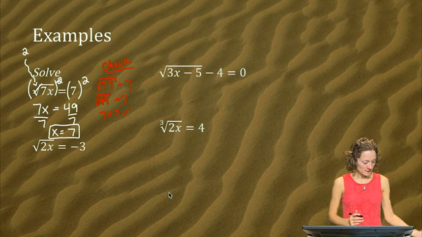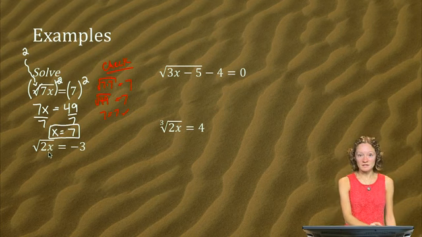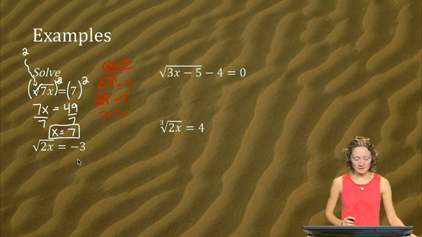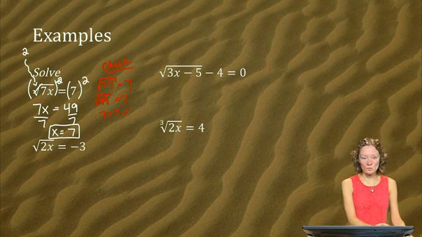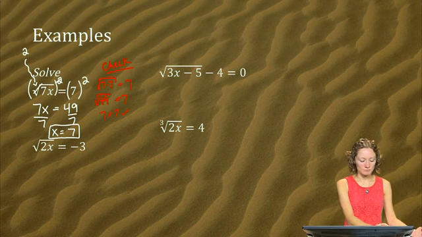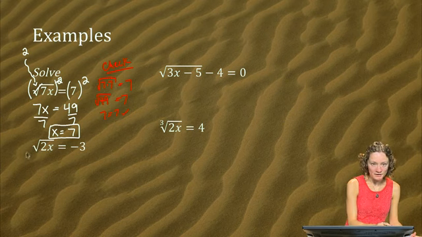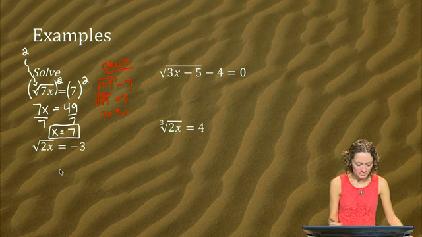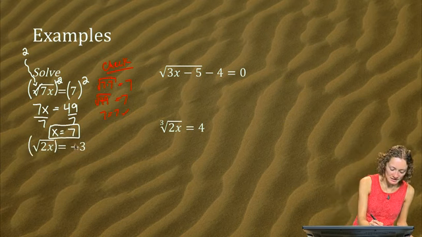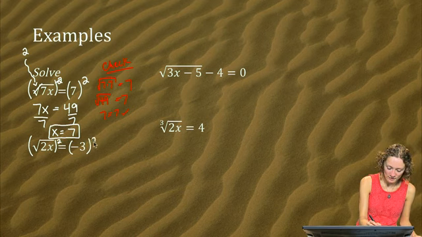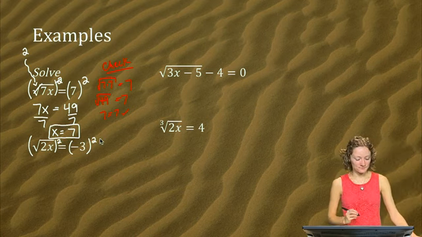Okay, the next one. The square root of 2x is equal to -3. So first step would be to isolate the radical. There's only one of them, so this is the one we'll focus on. And it's already isolated because there's nothing else happening to it. So we can go ahead right away and raise each side to the power equal to the index. Again, the index is a 2 since we have a square root.